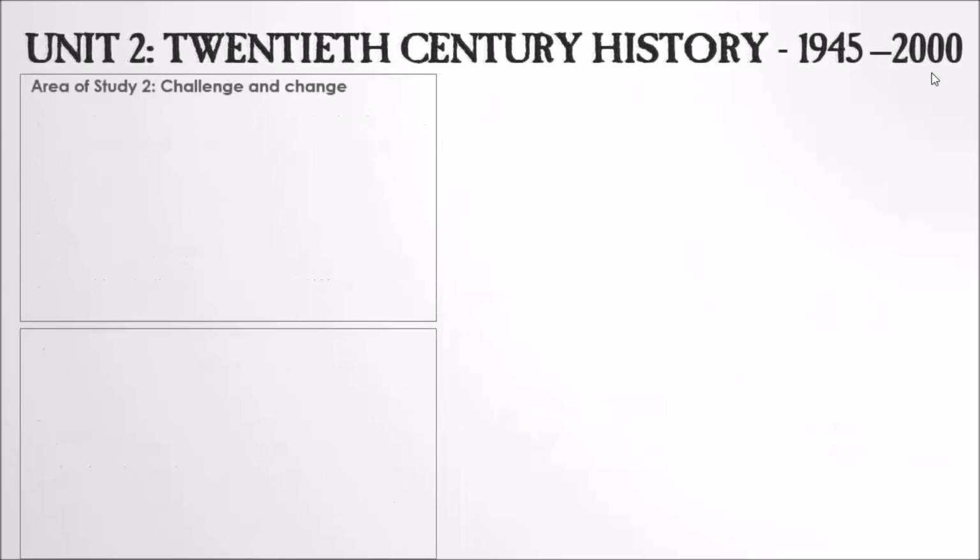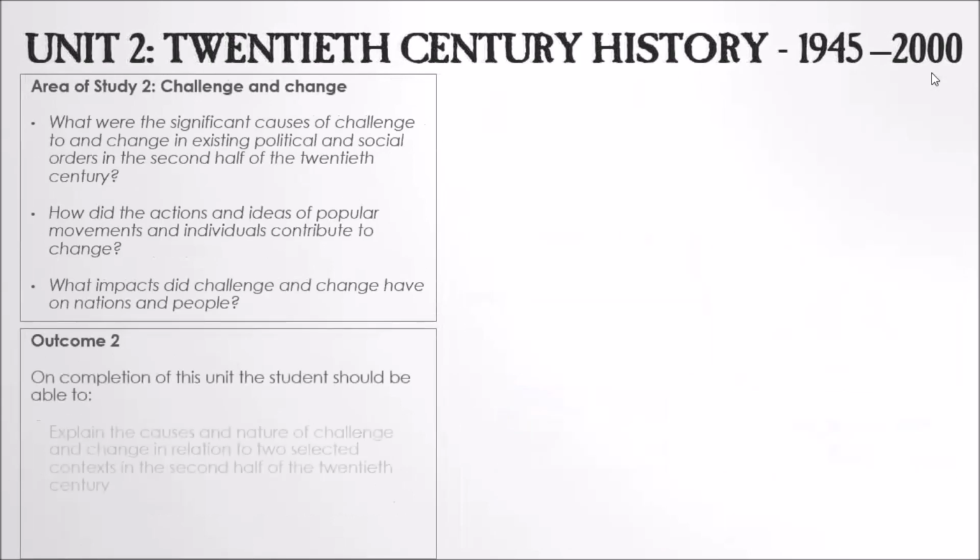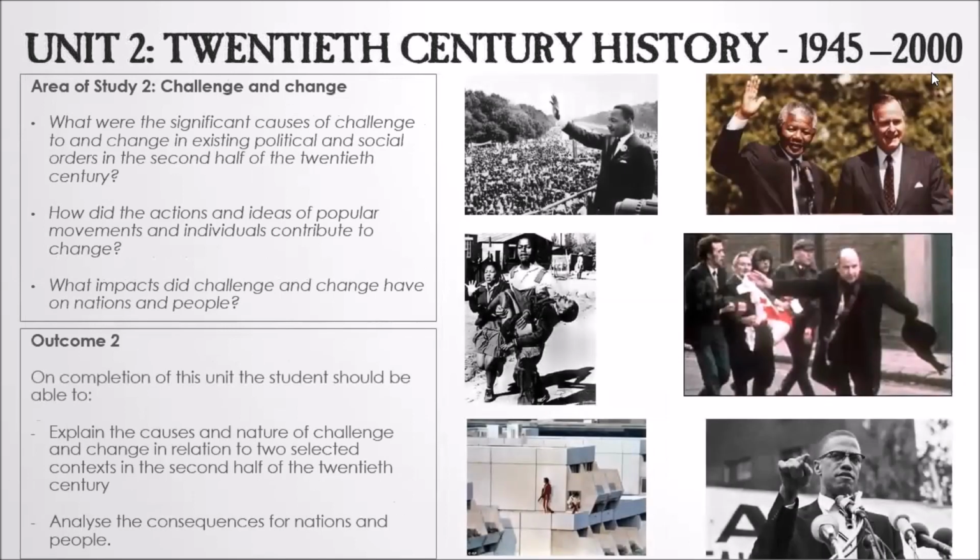And finally, we'll start to look at a little bit more of the challenge and change for some smaller areas, such as apartheid in South Africa. We'll also look at the civil rights struggle in the southern states of the US, and we'll touch on things like the Troubles, liberation struggles in various different countries, and other things along those lines.